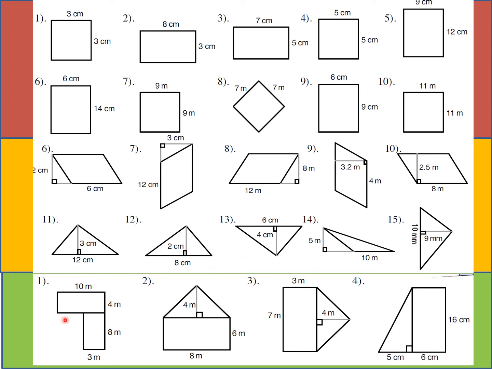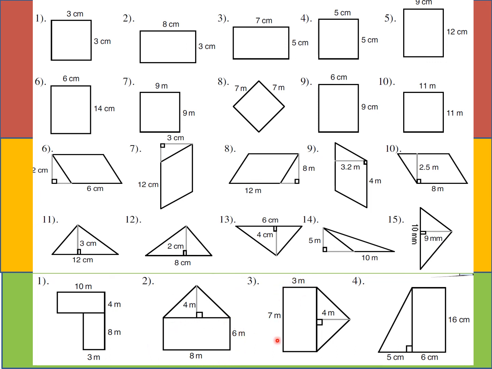And then at the bottom, we've got something called compound shapes. So compound just means combined. So we want to know the combined area here. So you need to work out the area of this rectangle, the area of this rectangle, and add them together. Here you need the area of that triangle and this rectangle added together.